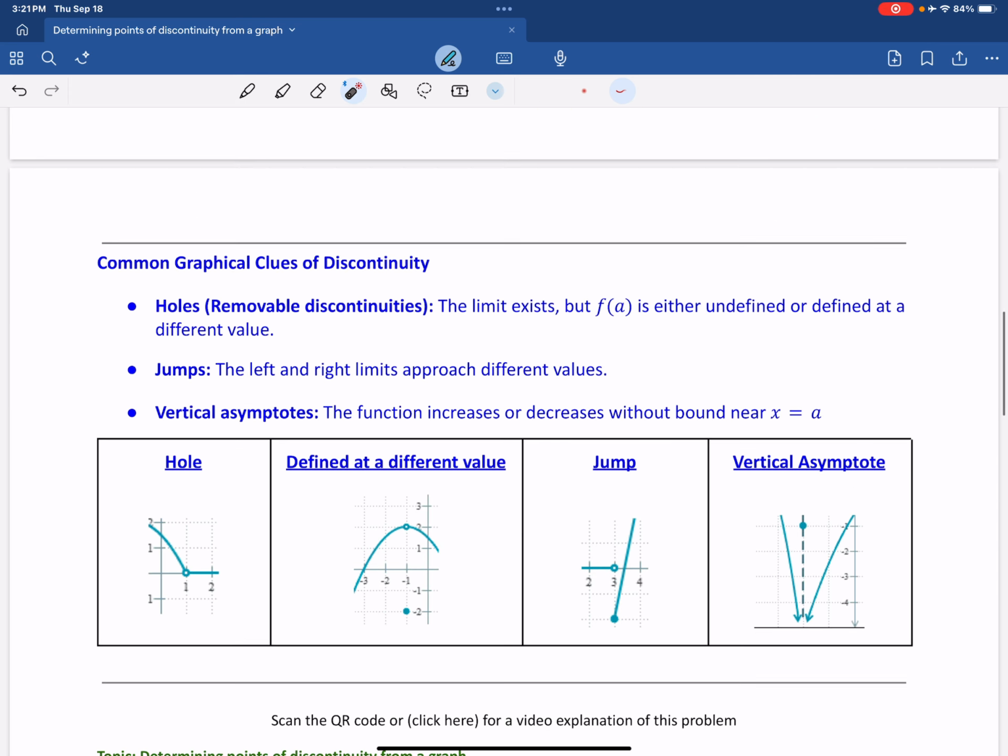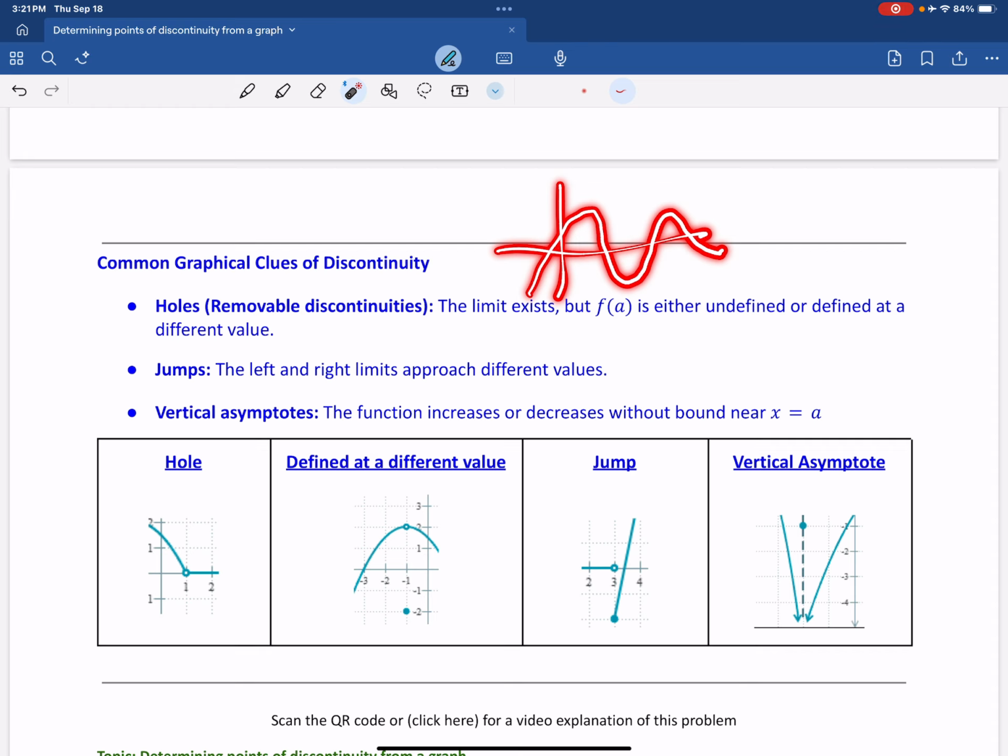So what are common graphical clues of discontinuity? What does it look like at a point of discontinuity? Well, first of all, maybe it helps to say, what does it look like at a point where it is continuous? If you want to graph and see when a graph is continuous, what you're looking at is, can I graph the entire thing without lifting my pencil? If you can graph the function without lifting your pencil, then the function exists everywhere, the limit exists everywhere, and they're the same thing, therefore it is continuous.